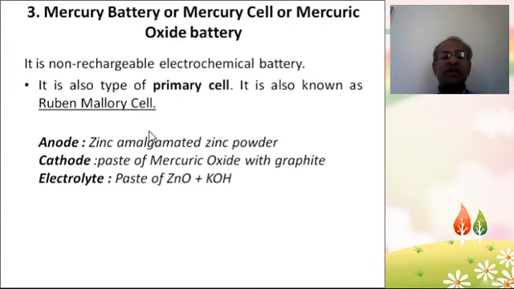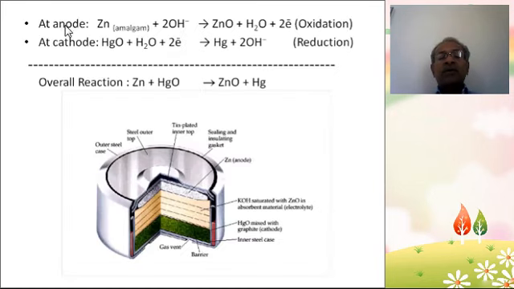In the mercury battery, the anode is amalgamated zinc powder. A paste of mercury oxide with graphite is used as the cathode, and a paste of zinc oxide along with KOH is used as the electrolyte. So this is the Ruben-Mallory cell, or the mercury oxide battery.